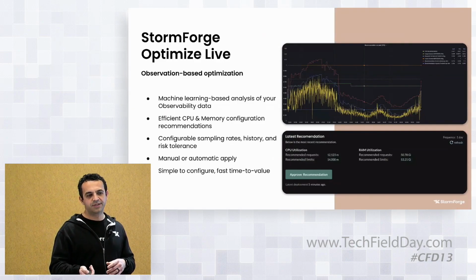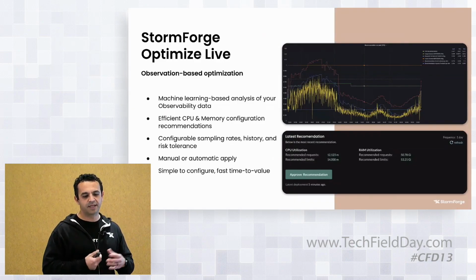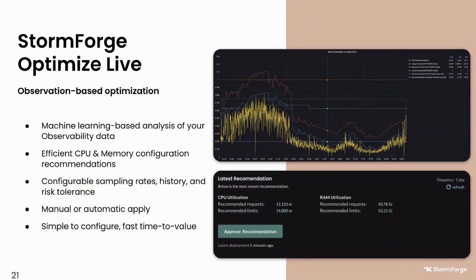So just to recap, Optimize Live, right? Machine learning analysis of the existing data you're already collecting, focused on the production environment, recommending efficient CPU and memory configuration settings based on what we've seen over the past 2 weeks, 4 weeks, however you configure that, and making the recommendations based off of your risk tolerances, right?